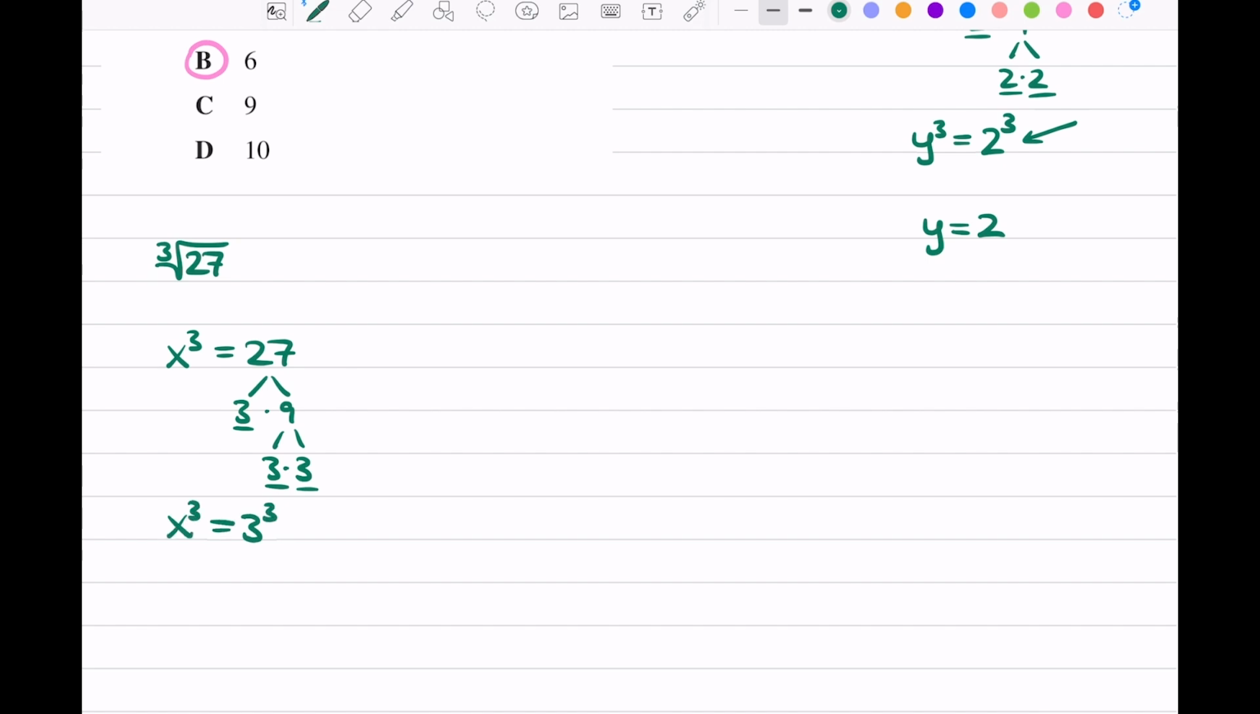If x cubed equals 3 cubed, that means our x is equal to 3. So we say that the cube root of 27 is 3, because 3 to the third power equals 27.